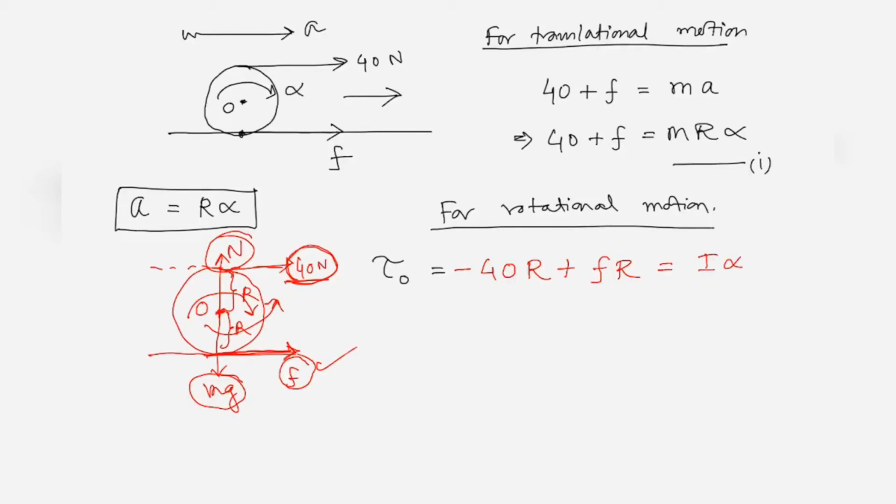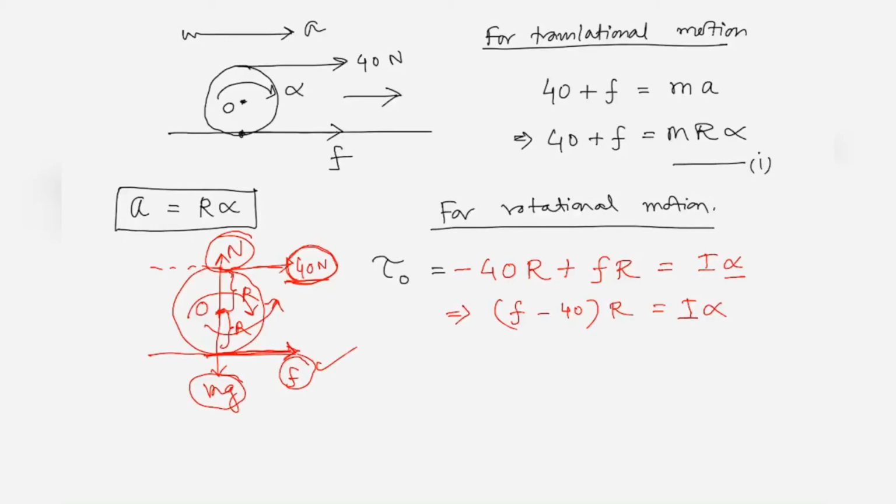What is I? I is the moment of inertia of the hollow cylinder about O, and alpha is the angular acceleration, which we are asked to find in this question. Therefore this will become F minus 40 into R equals I alpha. Now there is a problem. I believe there is a problem.